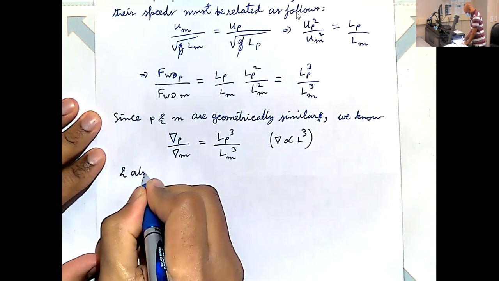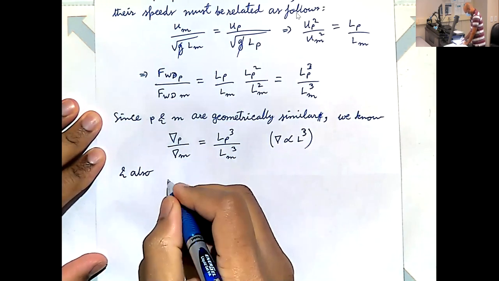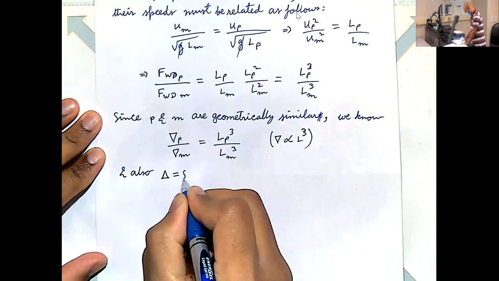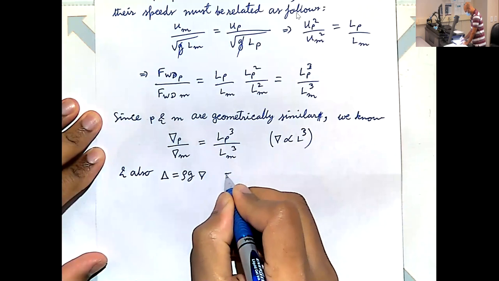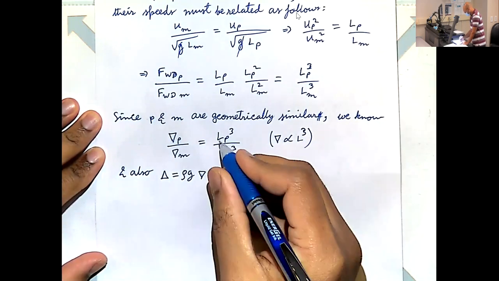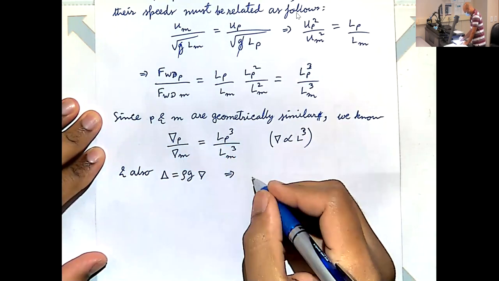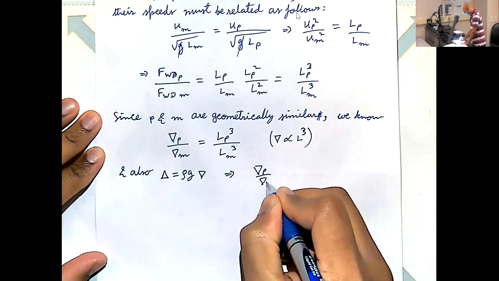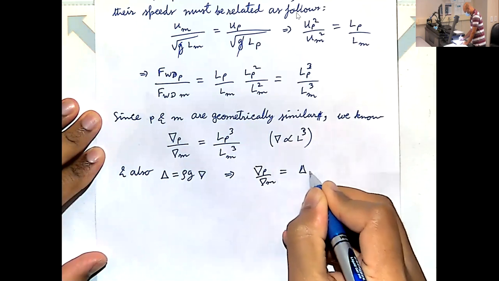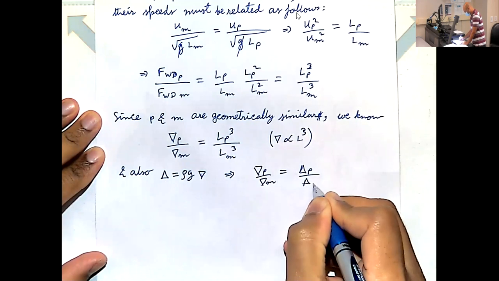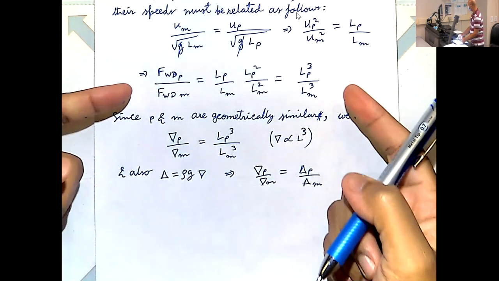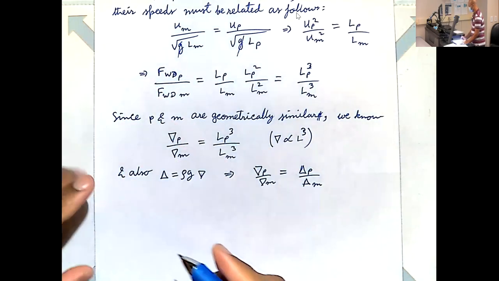And also, we know that delta is rho g nabla, which implies this guy, nabla p over nabla m is equal to delta p over delta m. So these two give us another way of finding the ratio of the forces.